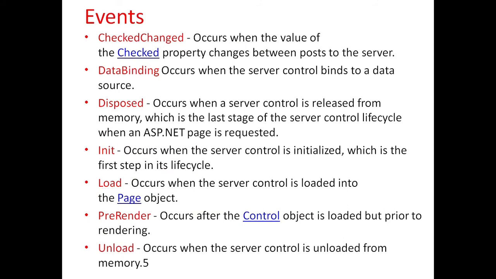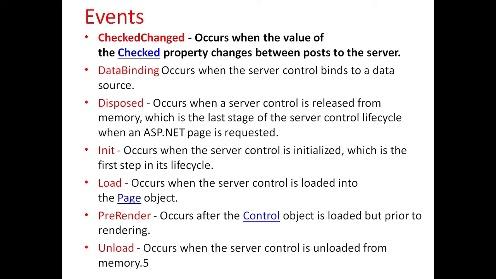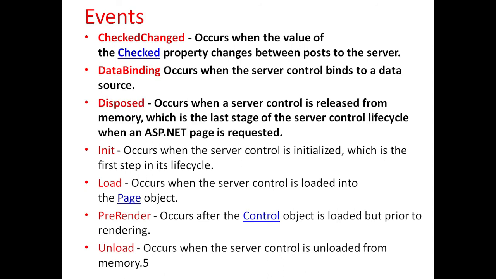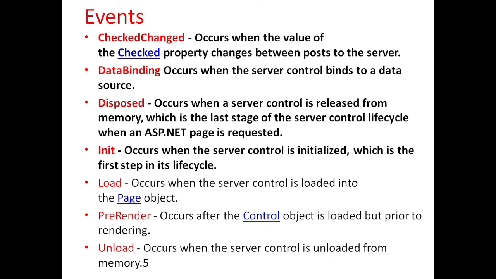Different events for radio buttons are: CheckedChanged, which occurs when the value of the Checked property changes between posts to the server. DataBinding event occurs when the server control binds to a data source. Disposed event occurs when a server control is released from memory, which is the last stage of the server control lifecycle. Init event occurs when the server control is initialized, which is the first step in its lifecycle.